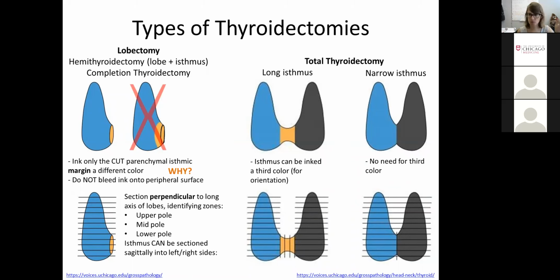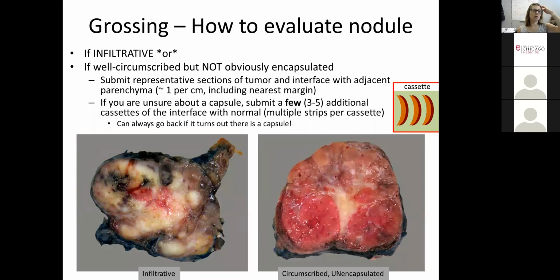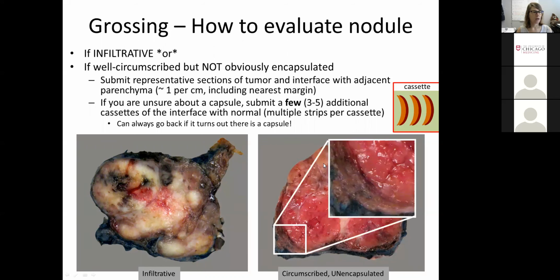All right. This is all in the Gross online manual. So if you have a nodule after you've cut it that's infiltrative or circumscribed but not obviously encapsulated, I would say arguably about a section per centimeter. If you're uncertain about the capsule, I would allow you to submit a few additional cassettes of that peripheral interface with normal, as in this diagram. If there is a true capsule, we can always go back for more.